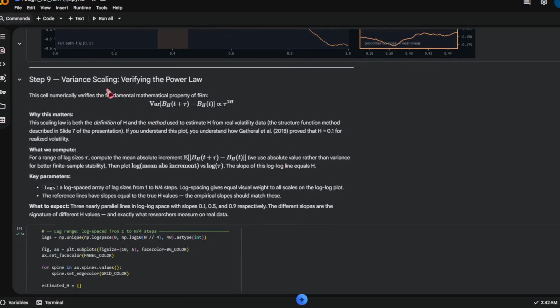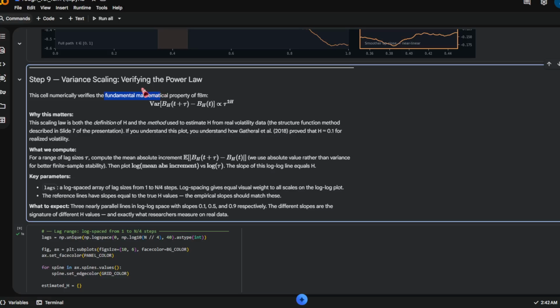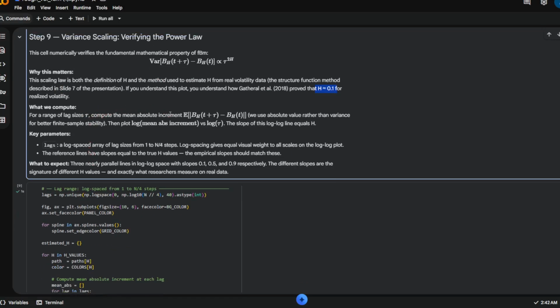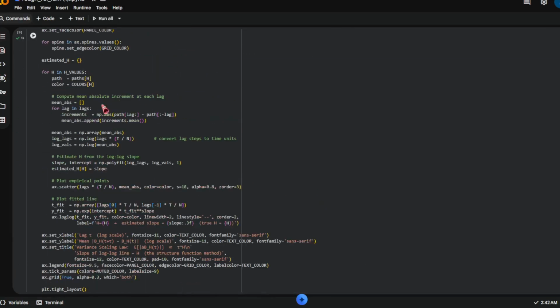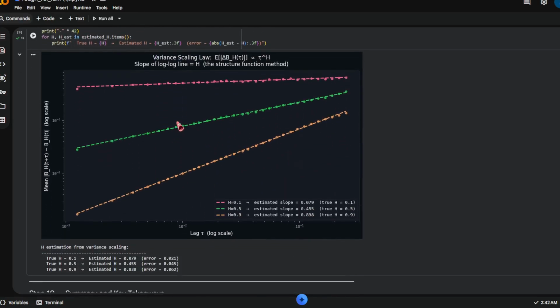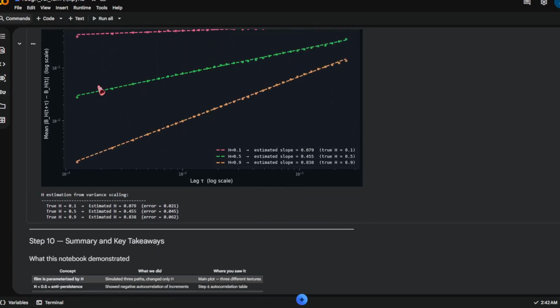And now we will perform step 9, which is variance scaling, to verify the fundamental power law, because the scaling law is both the definition of H and the method used to estimate H from real volatility data. The structure function method is described in slide 7 of our presentation. If you understand this plot, you will understand how the paper proved that H is almost equal to 0.1 for realized volatility. This is the computation. You can see the key parameters, and this is the plot.